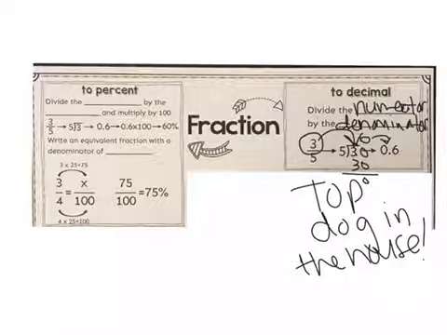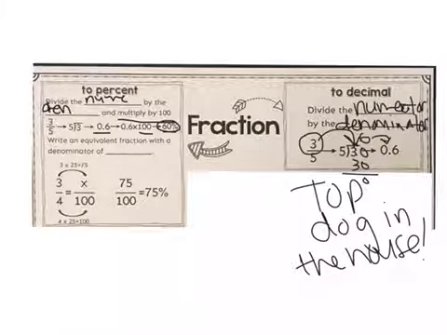To go to a percent is similar. You gotta start out the same way and divide your numerator by your denominator, and then multiply it by 100. So they did the same things. They got to the 6/10, multiplied it by 100, and got to 60%.